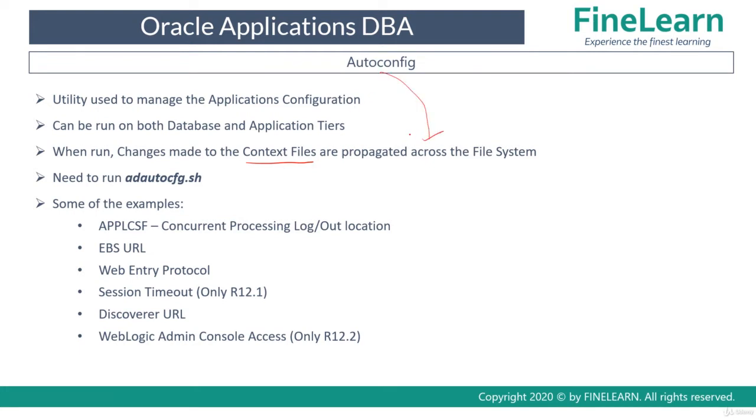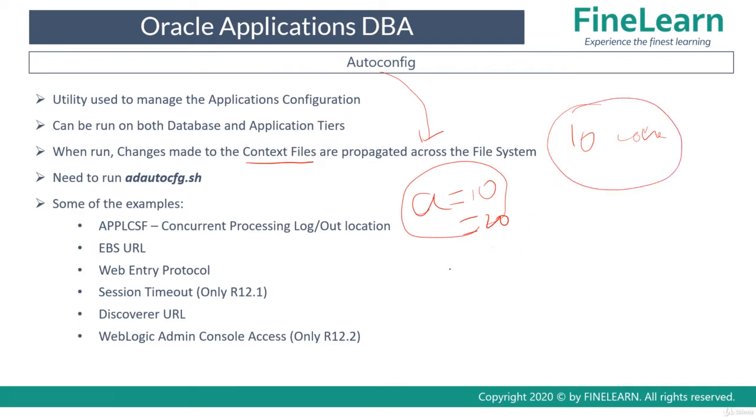For example, say a is a parameter related to some timeout or some other value, so a equals 10. And this specific parameter a equals 10 is used in 10 different configuration files. Usually if you have to modify a equals 10 to a equals 20, then you have to modify all these 10 configuration files. But since all these parameters have been consolidated in a repository XML, that is the context file, as an apps DBA you modify this parameter from a equals 10 to a equals 20 only in the context file.